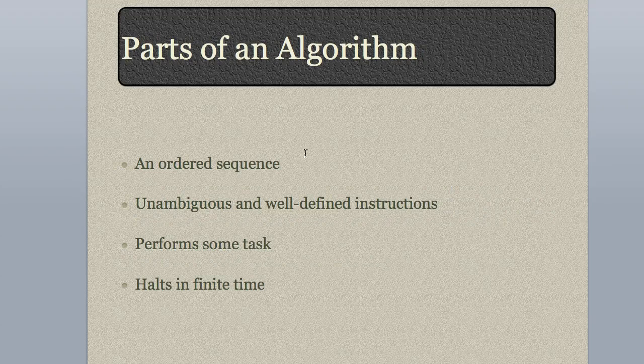The parts are an ordered sequence, as I said. Here's something that I didn't mention before: unambiguous and well-defined instructions. There has to be absolutely no doubt as to what you need to do when you're implementing an algorithm. That's why a lot of algorithms are described using mathematical equations. All algorithms will perform some task, and all algorithms will stop running at some point. They have to, right? Otherwise, you'll never get a result.